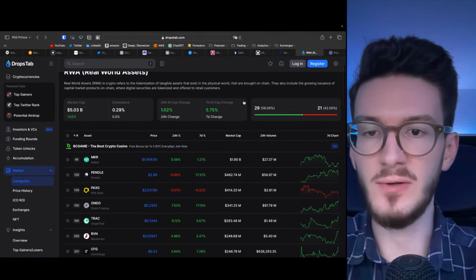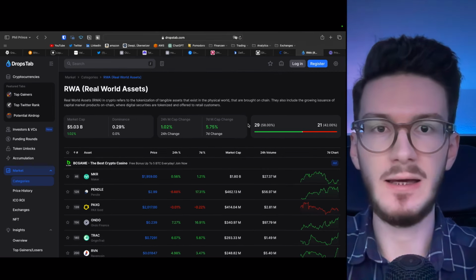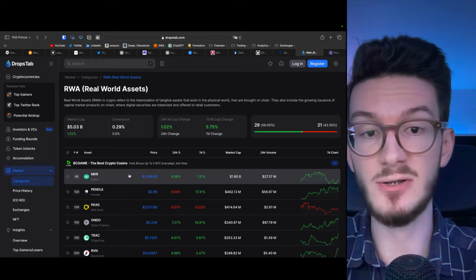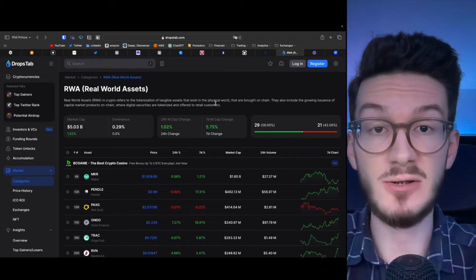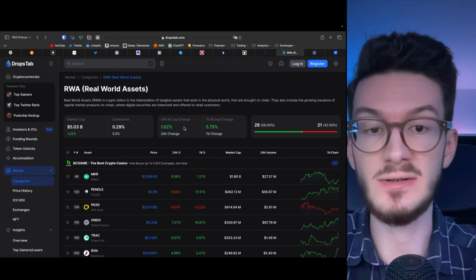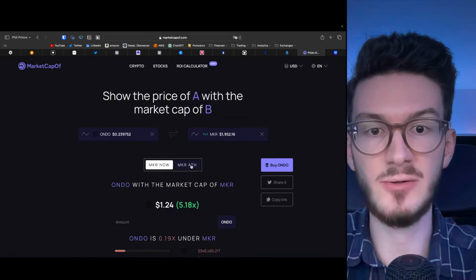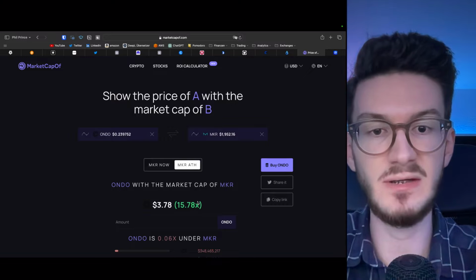So now for the long-awaited long-term price prediction. At first I wasn't sure how to predict this, so I took the number one RWA project, which is Maker, a project which has been around since 2017. We could expect a 5x, and when comparing it to Maker's all-time high, we could expect a 15 to 16x.